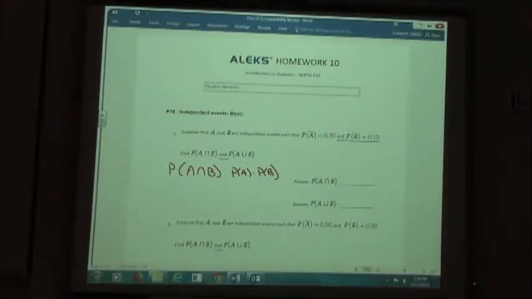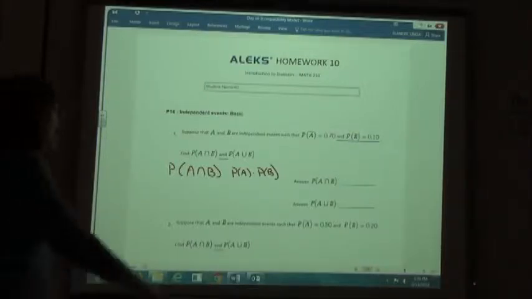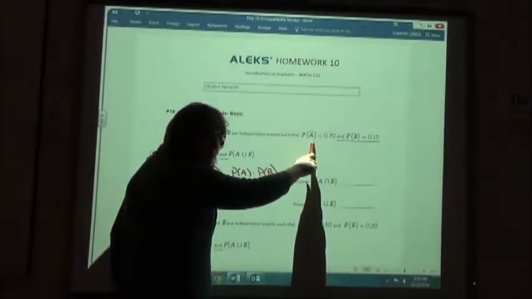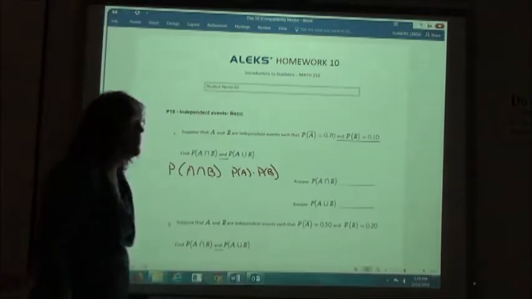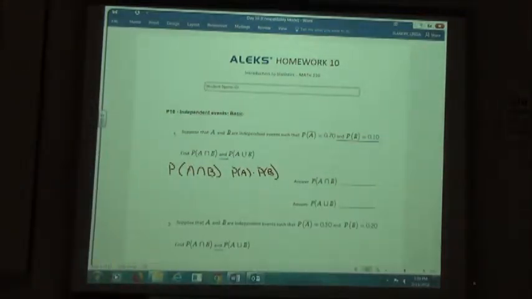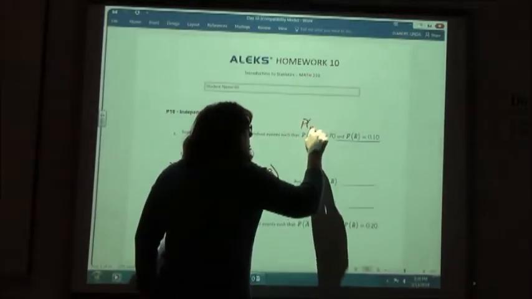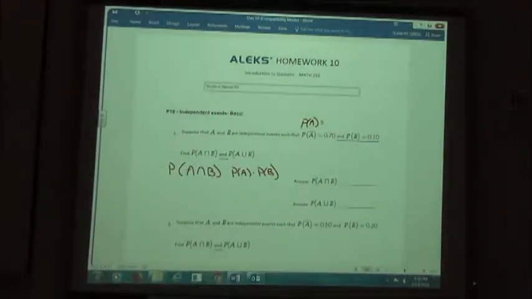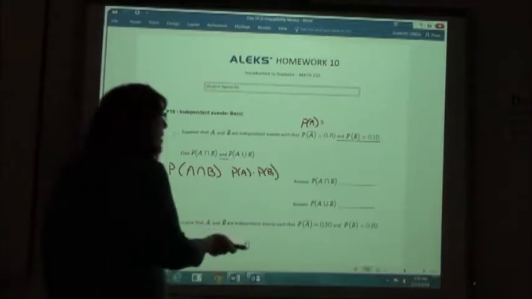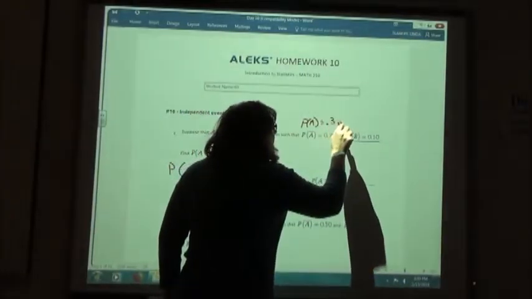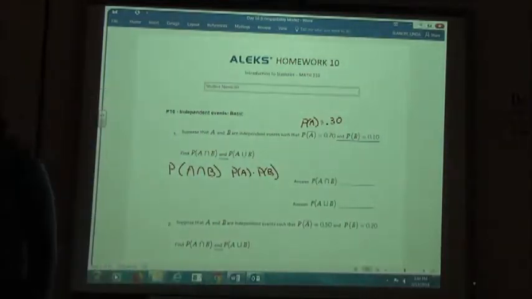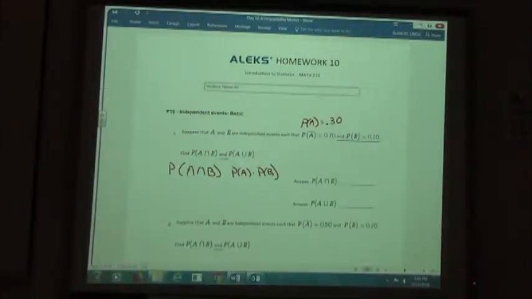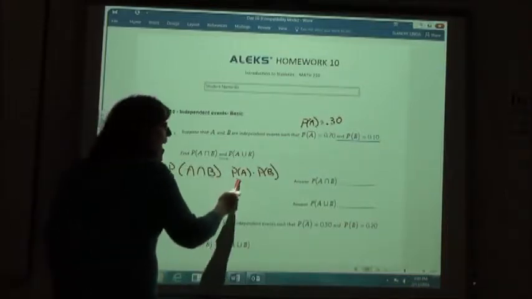So it says, suppose that A and B are independent events such that P, and this one has the bar over the top, which means not A, is 70%. Well, if my probability of not having A is 70%, what would be the probability of A happening? It's not going to happen at 70%, so if I take 100% minus 70%, 30% is the probability it will happen. They told us the probability B will happen is 10%, so find the probability of A and B.